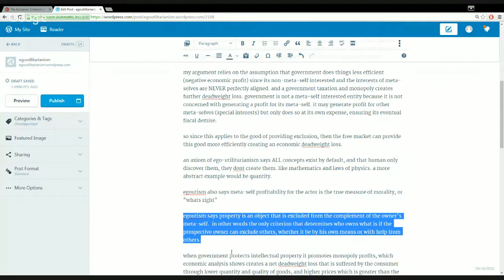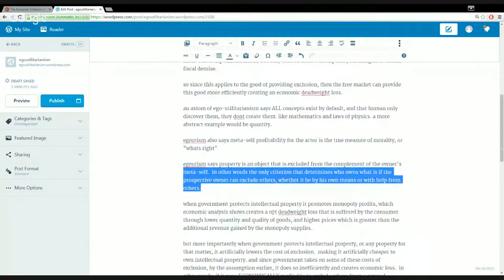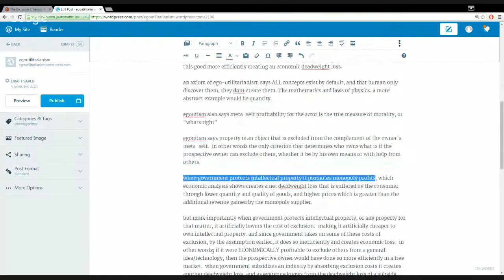And again, I'm being redundant here. Plus, I didn't mean to just attribute the act of exclusion to the owner himself. The act of exclusion can be shared by not only the owner but any other acting Metaself, whether it be by his own means or with help from others. Okay, I said that. When government protects intellectual property, it promotes monopoly profits. So again, there's a deadweight loss when you protect property like this.